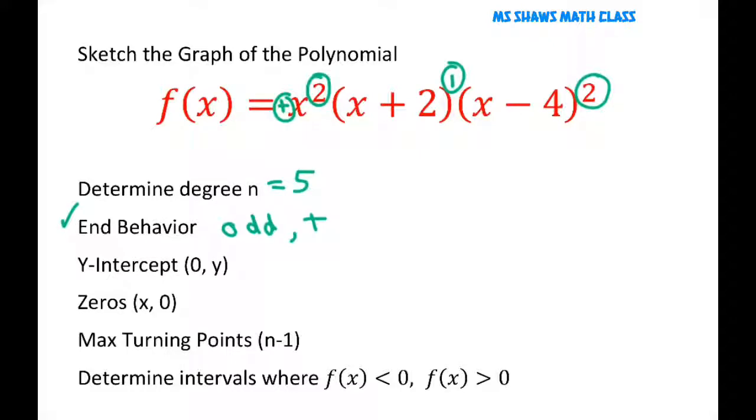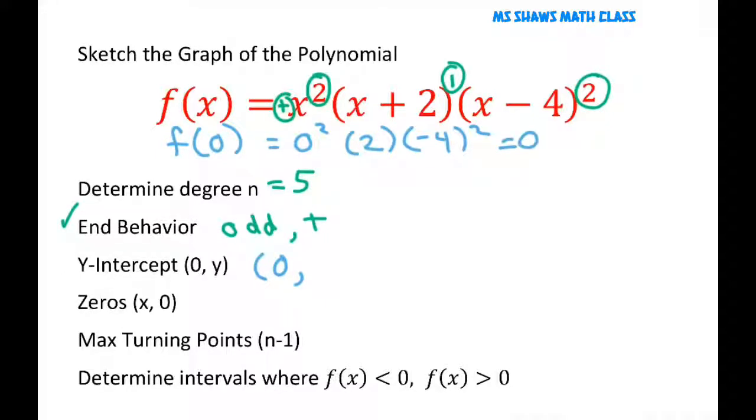Now let's look at our y-intercept. That is when x is 0. So you'd have 0 squared times 2 times negative 4 squared, which equals 0. And our zeros happen when our y is 0. So we'll have a 0 here. Negative 2 plus 2 is 0. And 4 minus 4 is 0.